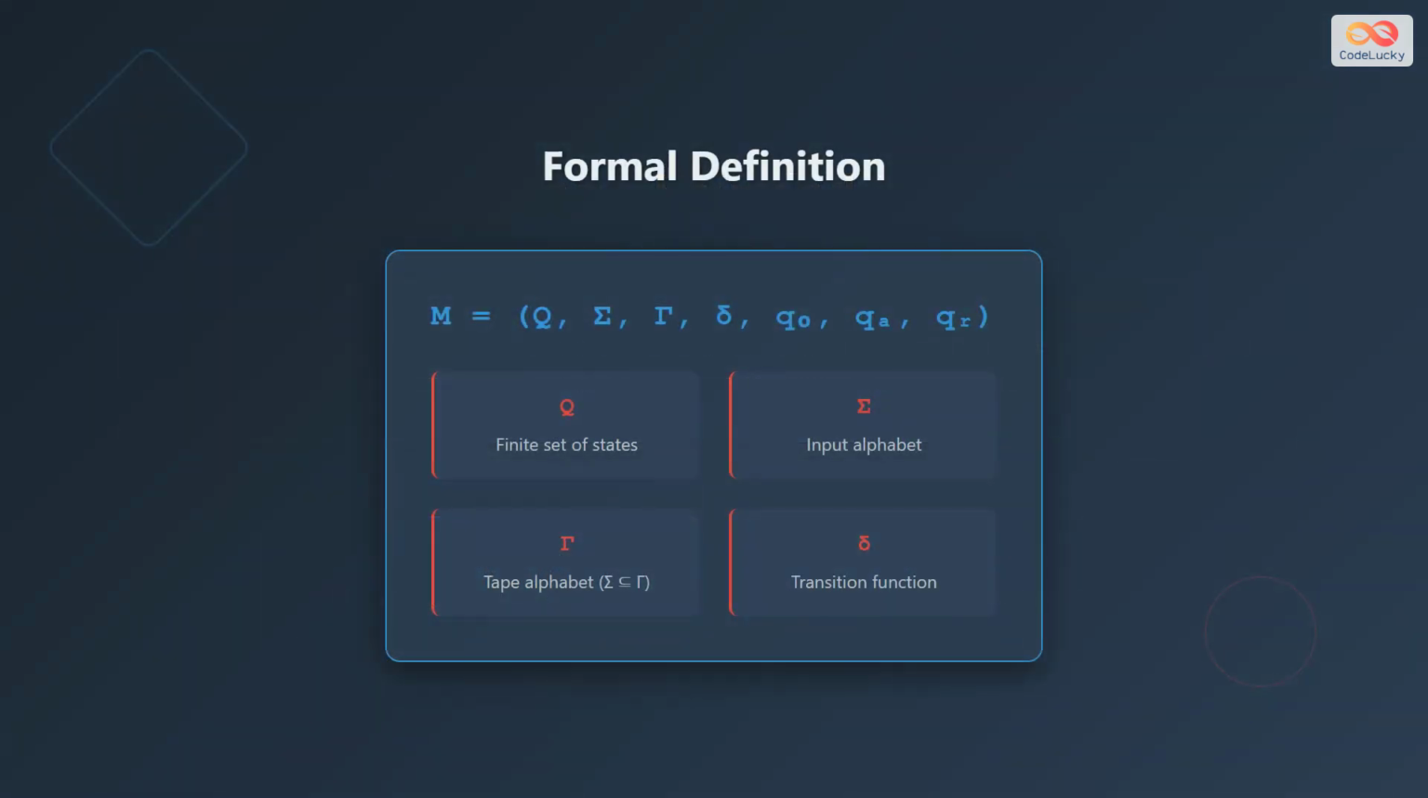The formal definition of a linear bounded automaton, denoted as capital M, is a 7-tuple: capital Q, sigma, capital Gamma, delta, small q subscript 0, small q subscript a, and small q subscript r. Capital Q represents the finite set of states. Sigma represents the input alphabet. Capital Gamma represents the tape alphabet, where sigma is a subset of capital Gamma. And delta represents the transition function.